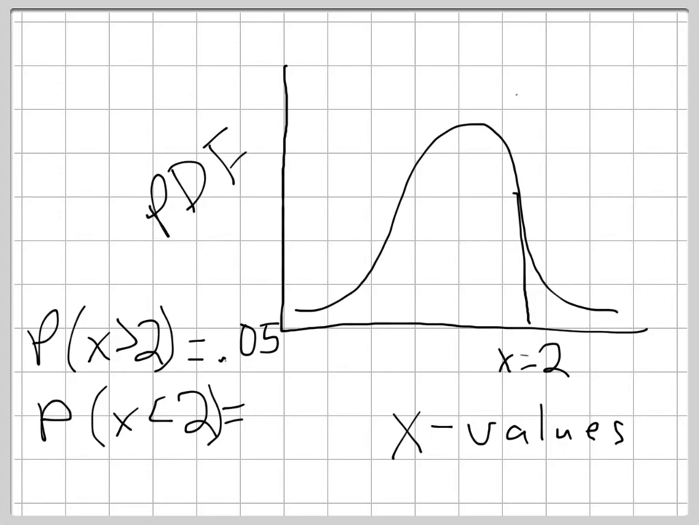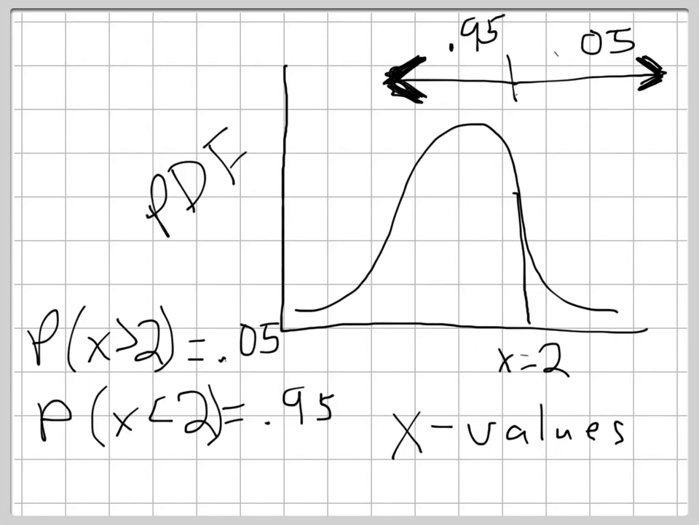Well, the entire area under the curve is 1. Think about that. Pause your video. All right, you're back. What's the probability that x is less than 2? Ding, ding, ding. It's 0.95. Because if this area is 0.05 to the right, that means the area to the left has to be 0.95 because the entire area under the curve has to be 1, because that's the definition of a density curve.